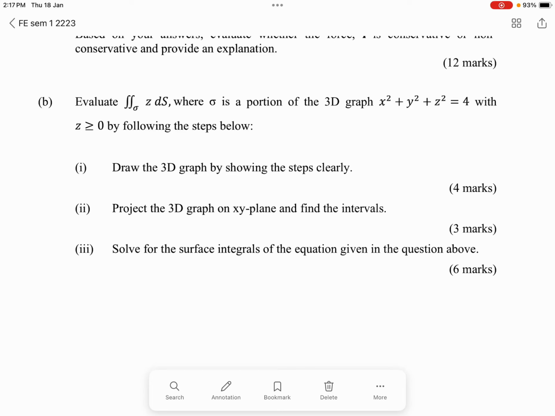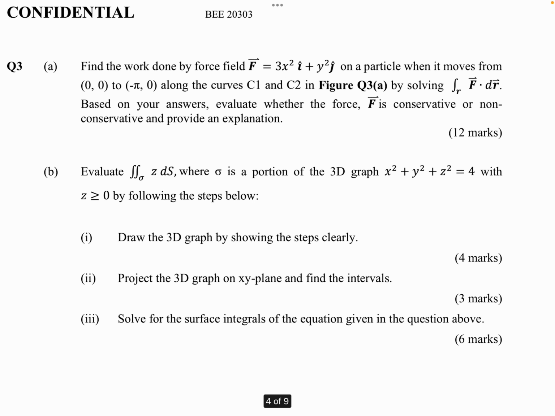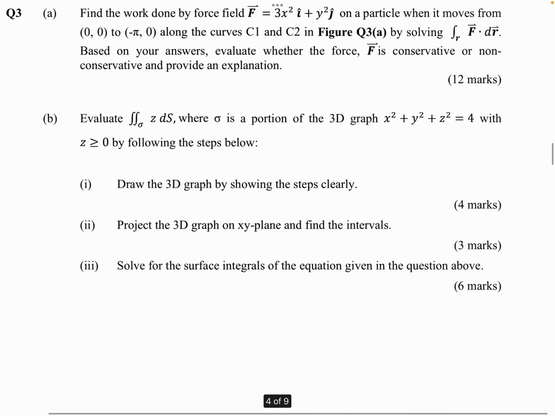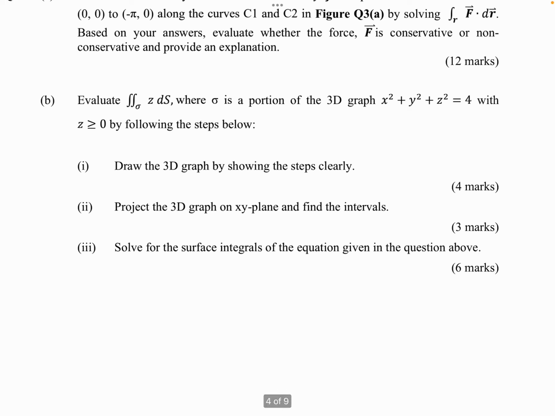Hi everyone, now let's look at the final examination questions for question number 3b. This is the final examination for semester 1, 2022 and 2023. So question B, you have to evaluate the double integral z dx, where sigma is a portion of the 3D graph. This is the equation of the 3D graph with z greater than 0, by following the steps below.